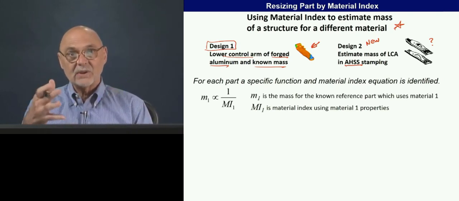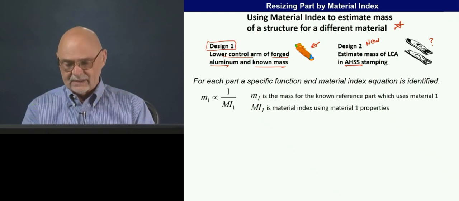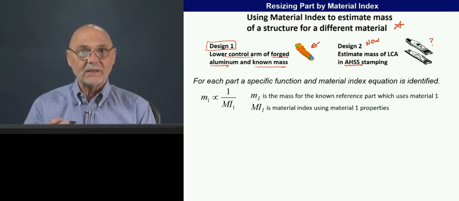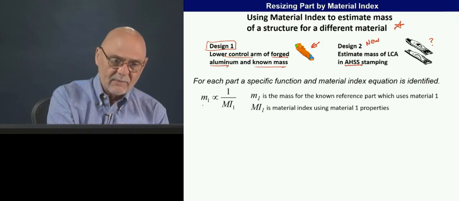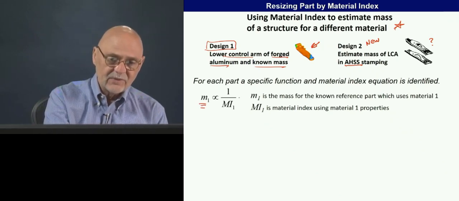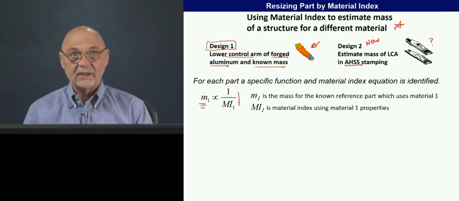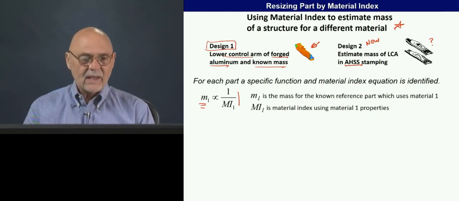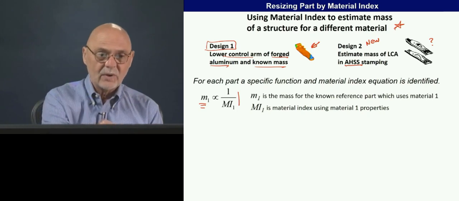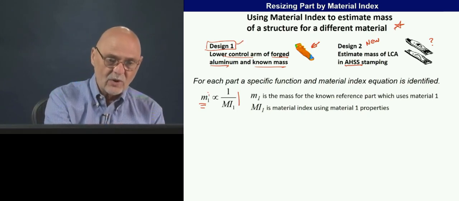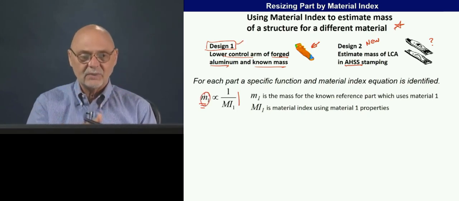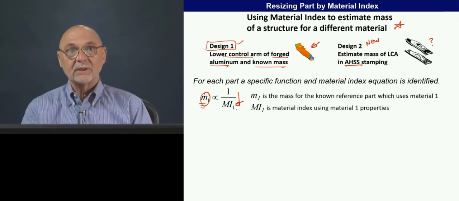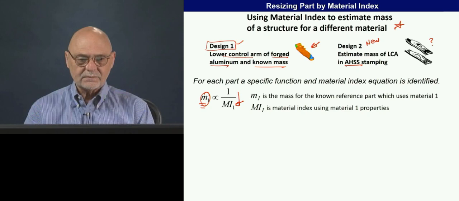We can say it's the same that we looked at before. It's a tie bar in tension. And what we know about that material index is that the mass of the part is inversely proportional to the material index. That's the definition that we use. For design number 1, we know the mass. We have the part, we can weigh it, and we can calculate the material index. Just substitute in the properties.